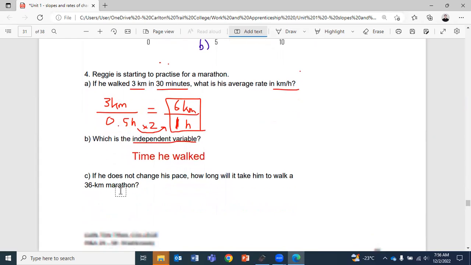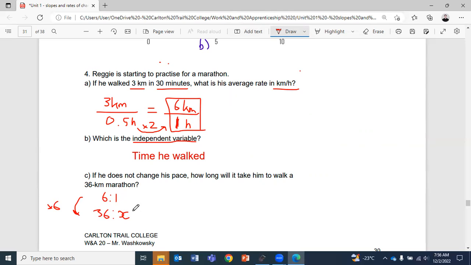Okay. And so question C, if he does not change his pace, how long will it take him to walk a 36-kilometer marathon? There's a couple ways you can do this. Way 1, set it up as a ratio, right? I know I'd go 6 kilometers in 1 hour. So how long would it take me to go 36 kilometers? This is way 1. You could just figure out what number 6 times something gives me 36. You could figure that out. It's going to end up being 6, which means you take this side by 6. So it takes him 6 hours. That's way 1.